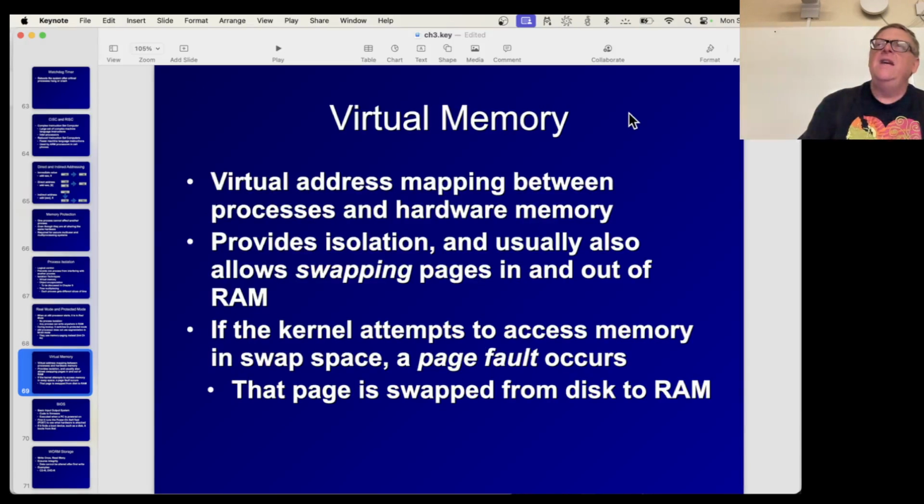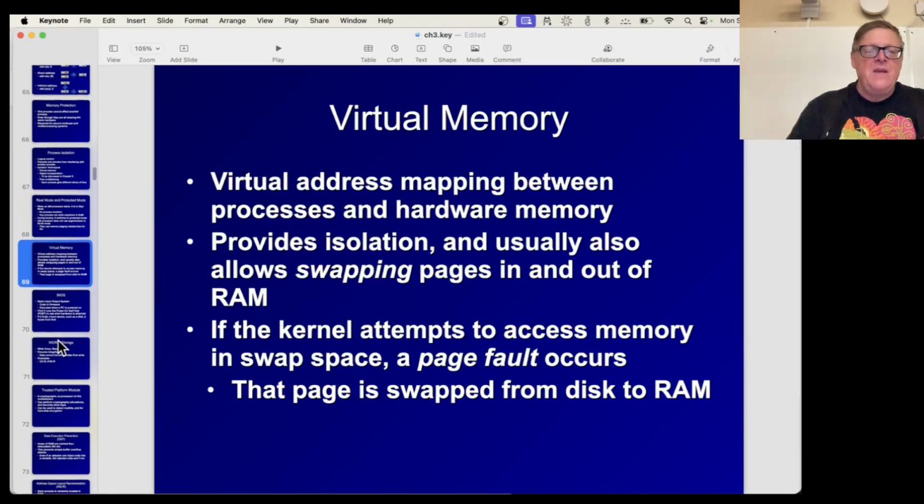Virtual memory is using a hard drive to add additional RAM. So even if you have so many programs running that uses up all the RAM, pieces of the memory will be swapped to virtual memory instead, so you can continue to open more programs, even though you can't really fit them all in RAM at once. It means that when you go back to another program that has been swapped out, there'll be a delay while it swaps them back into RAM for it to run. All right, so if a kernel attempts to access memory in swap space, that creates a page fault, and then it swaps that page from disk back to RAM so you can use it.